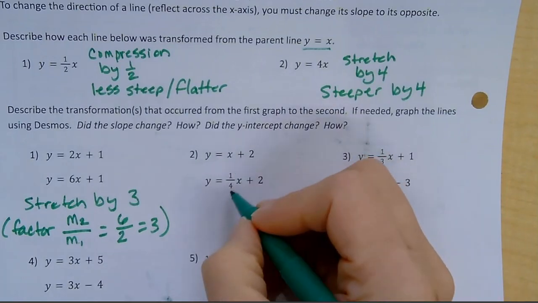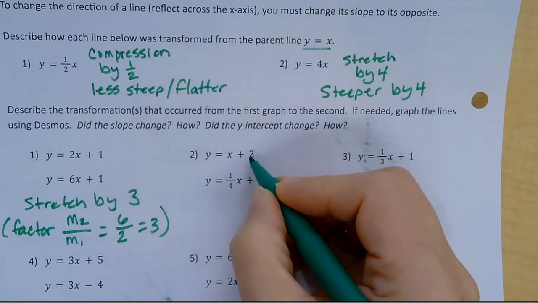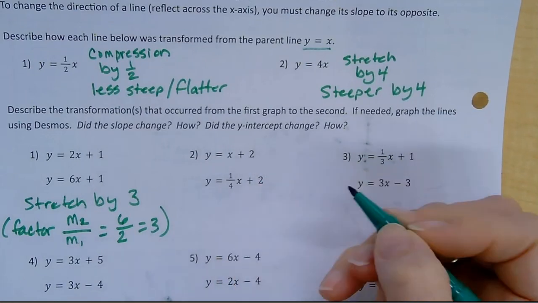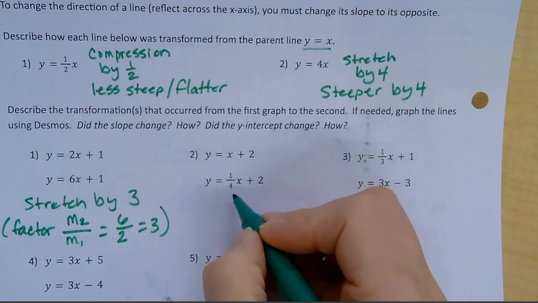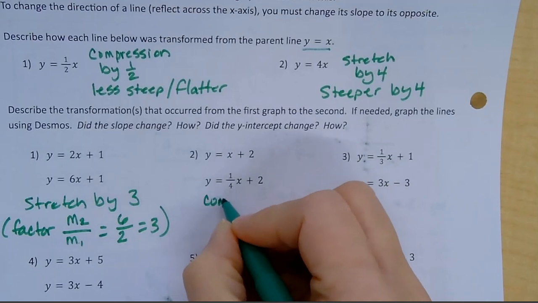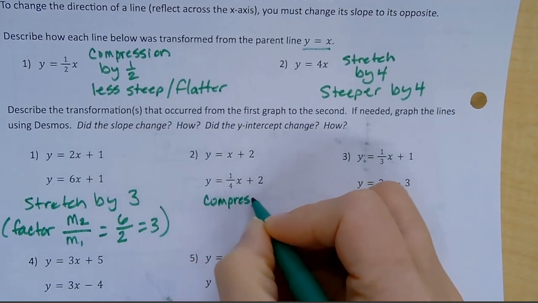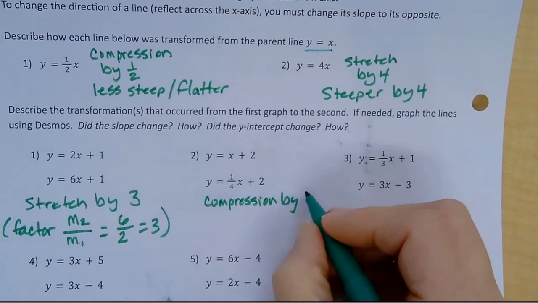Okay, so here I have y equals x plus 2, y equals 1/4 x plus 2. You can see that you did not shift, you're still in the same location on the y-axis, but we went from 1 to 1/4. So that's a compression, or flattening, compression by, what did I multiply by? I multiplied by 1/4.